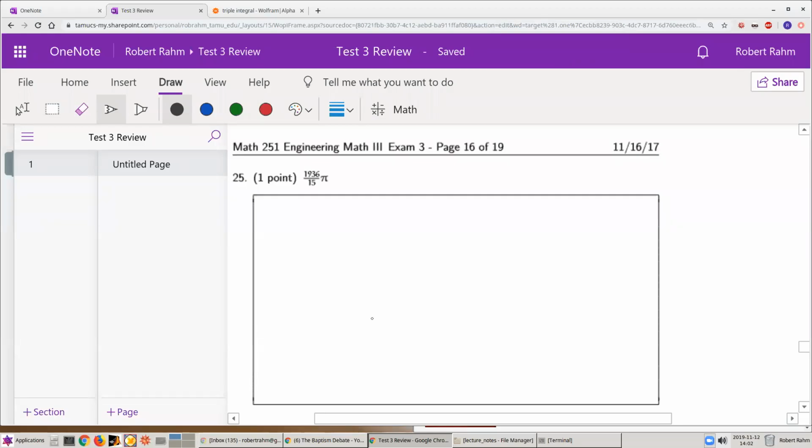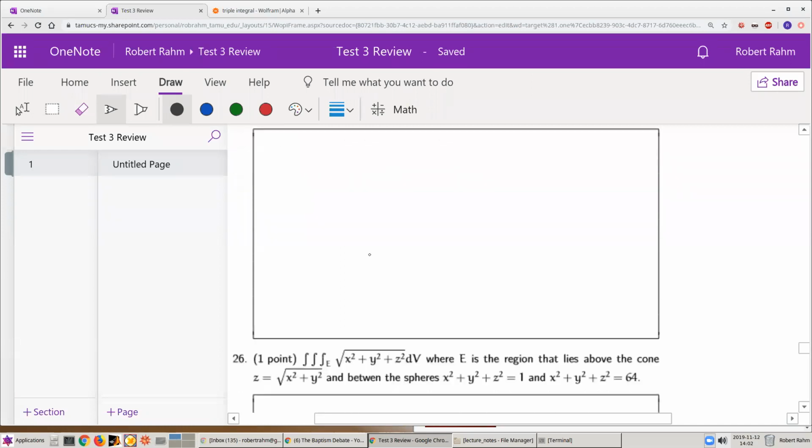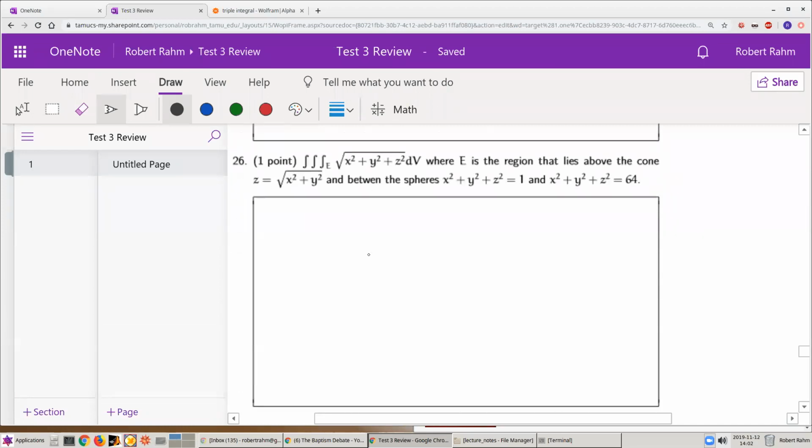Okay, well, I'm not exactly sure what the point is of this question, but I guess the answer is 1,936 pi over 15. So we can just move on to the next one. Okay, so we want to do this integral. E is the region that lies above this standard right cone and between these two spheres. Okay, so let's think through this for a little bit.